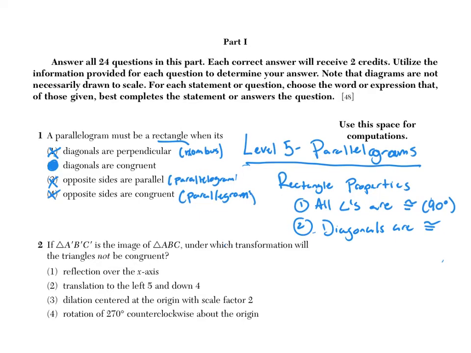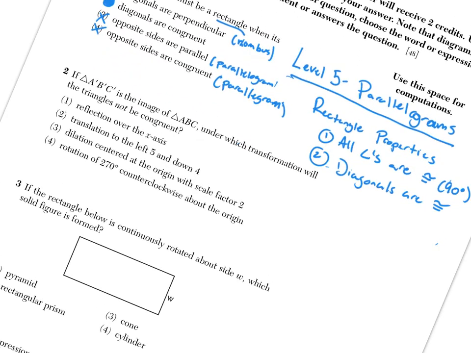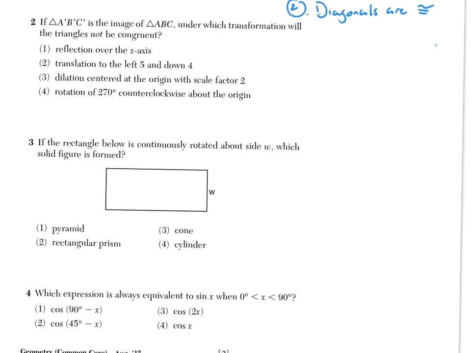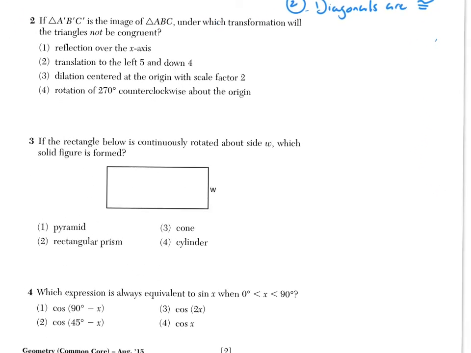Okay, number 2, we're moving right along. Number 2, if triangle A prime, B prime, C prime is the image of triangle ABC, under which transformation will the triangles not be congruent? All right, so this is just a level 1 question. I'm going to switch off colors here. And this is where you learned about transformations.